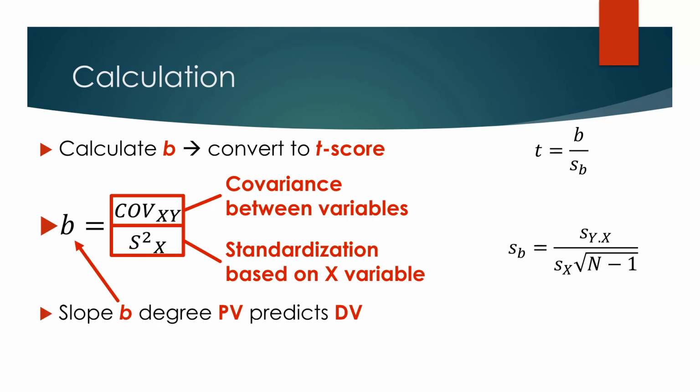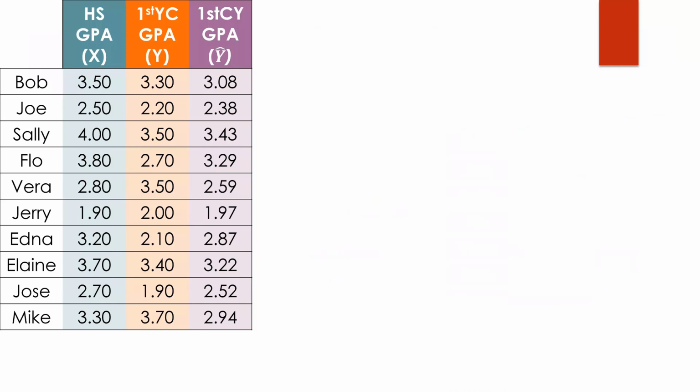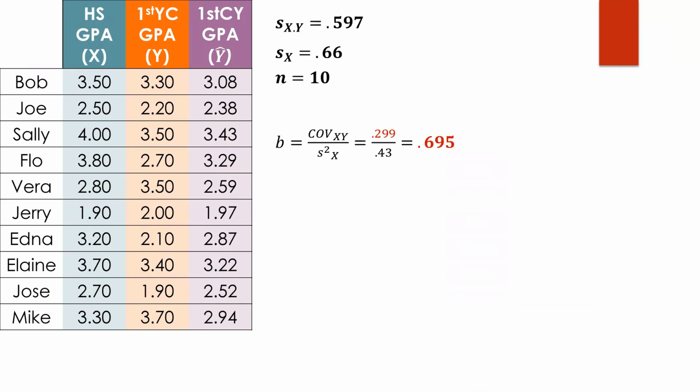The slope is the degree the predictor variable predicts the dependent variable. And in order to convert it to t, we have to first get something called the standard error of the slope. Standard error is a measure of sampling error. And we plug it into the t equation with the slope on top, standard error of the slope on bottom, and that's how we get a t-score. So let's go ahead and calculate those things. Okay, got our slope right there, 0.695. And then we need to plug in for our standard error of the slope and our t-score. If you want, pause the video, try to calculate those numbers, and then continue on.